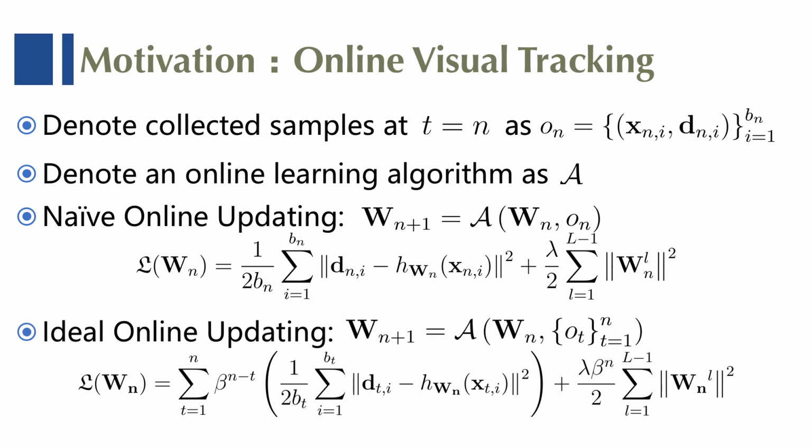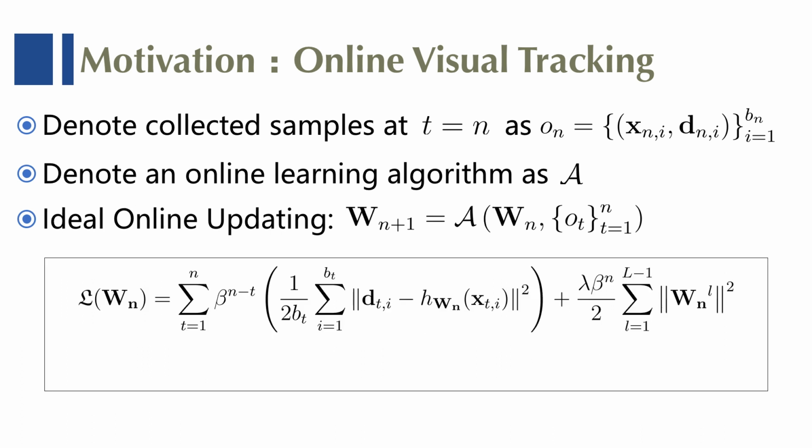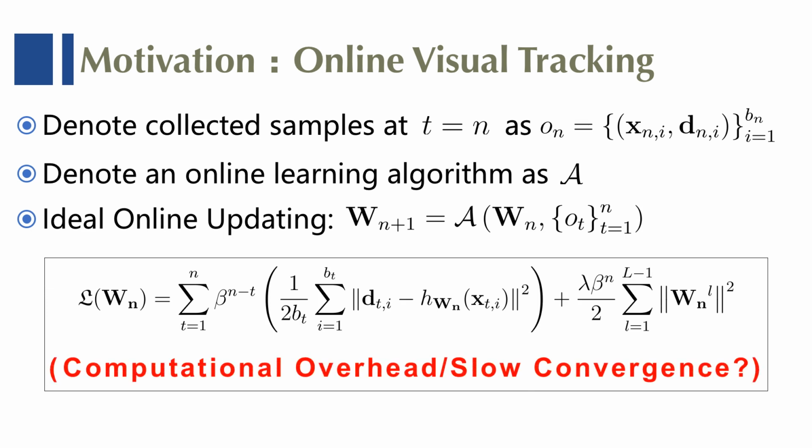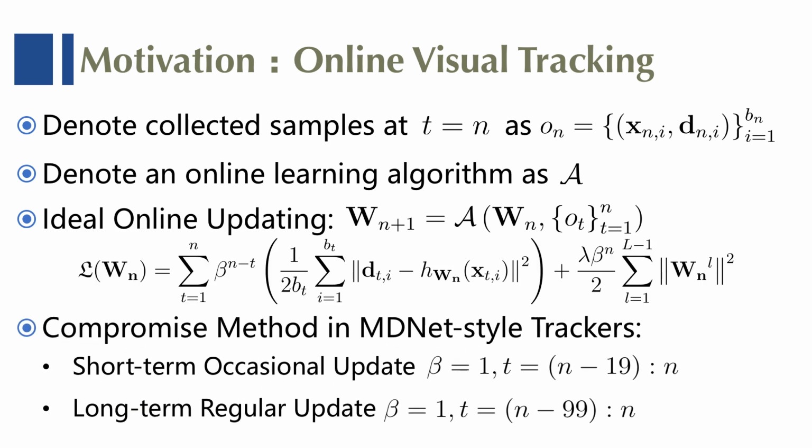However, how to conduct ideal online updating with memory retention is hardly investigated in the literature. That's because the straightforward way of incorporating the memory in visual tracking will encounter significant computational overhead and slow convergence, which prohibits high tracking speeds. Some MDNet-style trackers use two update strategies to make a compromise between memory retention and tracking speed, while updating with mini-batch SGD.